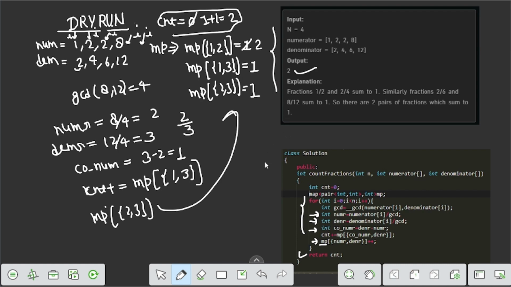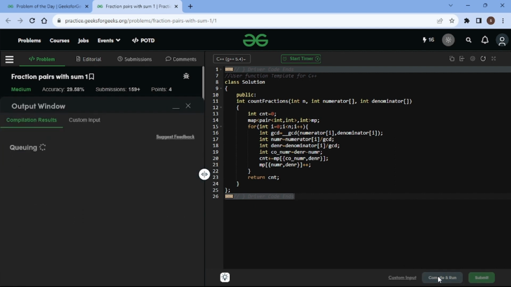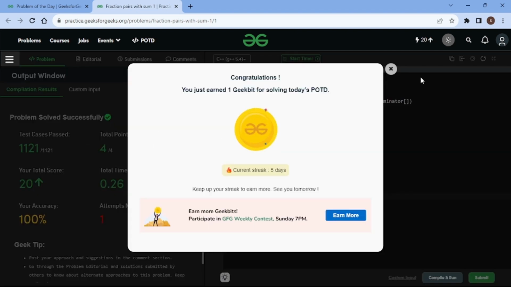So now submit this code and run. The code of this solution is here. So now compile the code and run. After compiling, the output is the same. So now submit the code. All test cases pass.